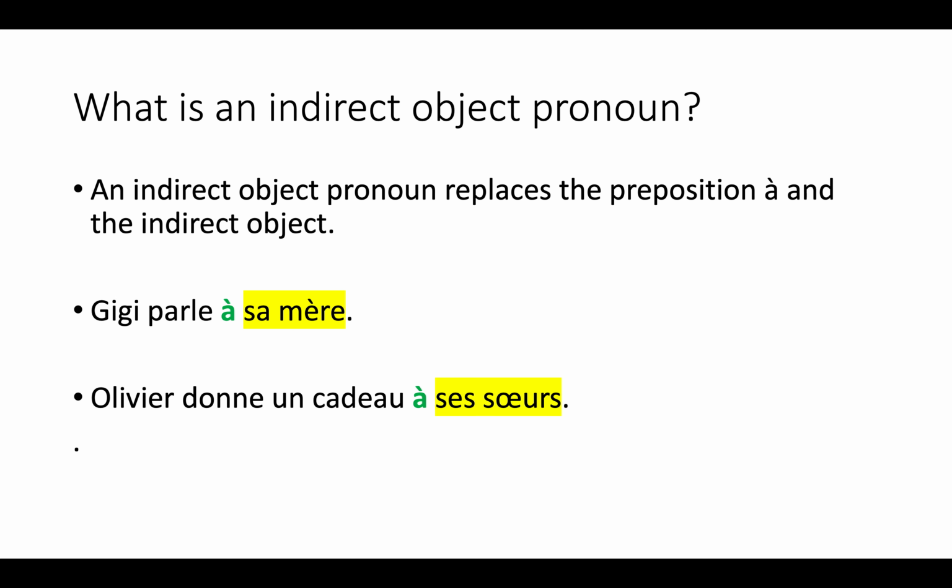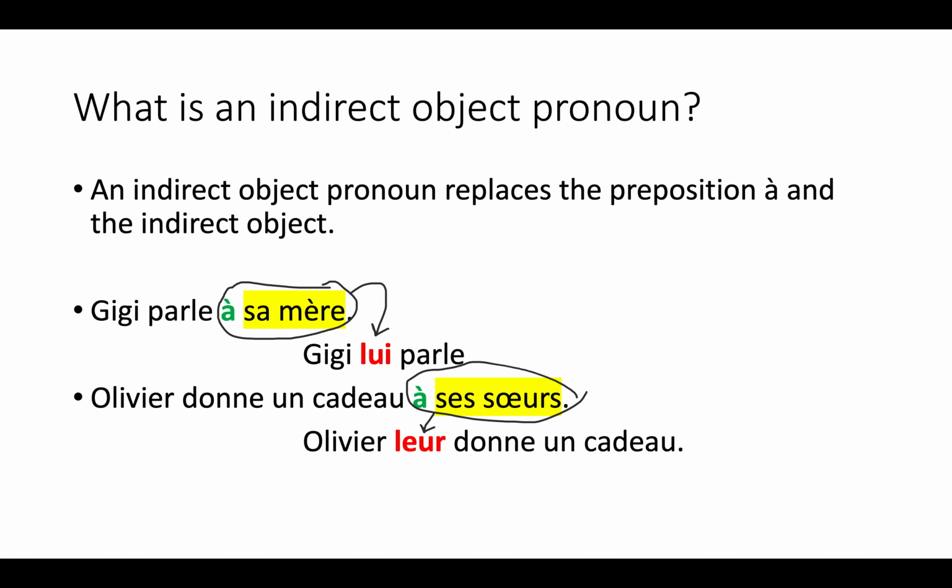So, say you got sick of me talking about la mère, sa mère, sa mère. You just wanted to hear her for once. You would need to use an indirect object pronoun. Same with Olivier's sisters. Maybe you get sick of hearing me say ses sœurs, ses sœurs. You just want me to say them. That is what an indirect object pronoun does. It keeps you from having to hear the same word over and over again.